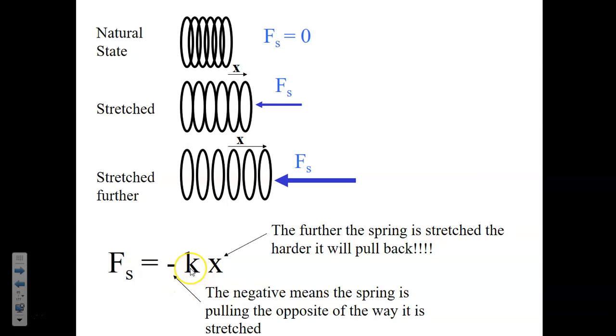And the k again is the spring constant. x is in here because the further you stretch that spring, the harder it's going to pull back. So when you stretch it a little bit, there's a certain amount of force that's trying to pull it back. When you stretch it further, that spring force is going to increase. So basically, the more you stretch your rubber band, the harder it pulls back.